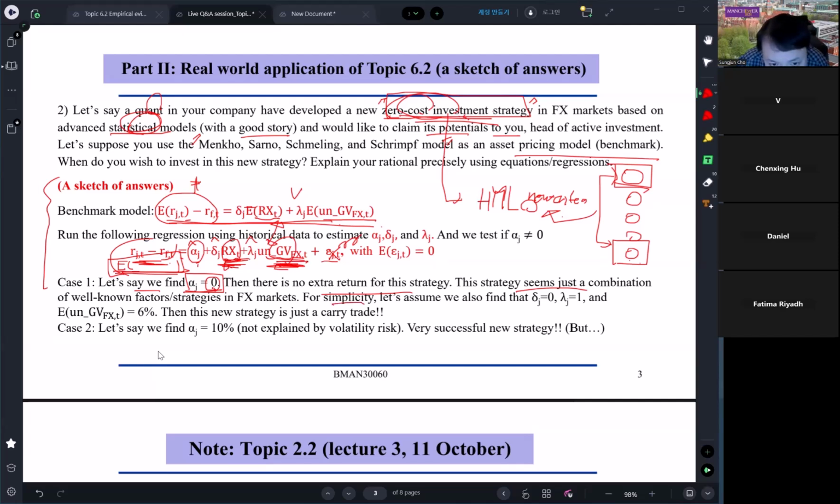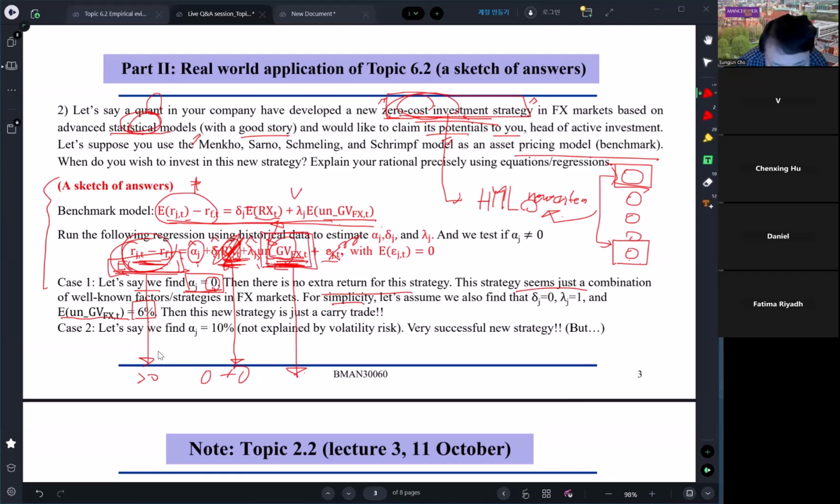For simplicity, let's assume we find delta is equal to 0, so this is gone, and lambda is equal to 1. Then, and this one is equal to 6%, which means the average excess return from implementing this strategy is positive. Why? Alpha is equal to 0, so no extra return. This part is 0, so no return from taking risk in terms of average FX movement. Everything is coming from here.